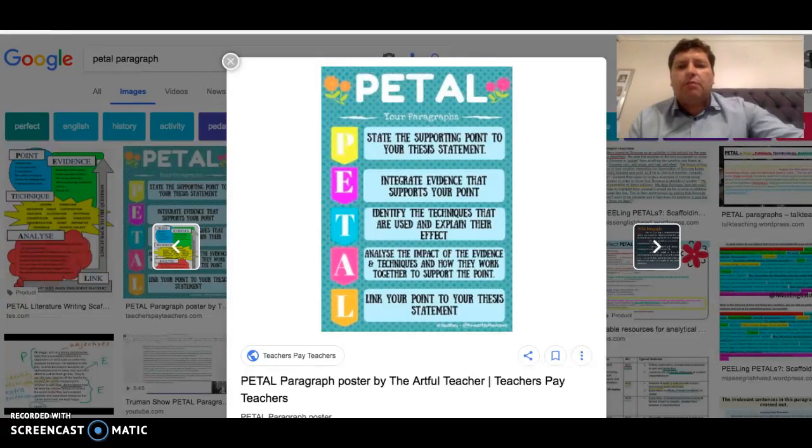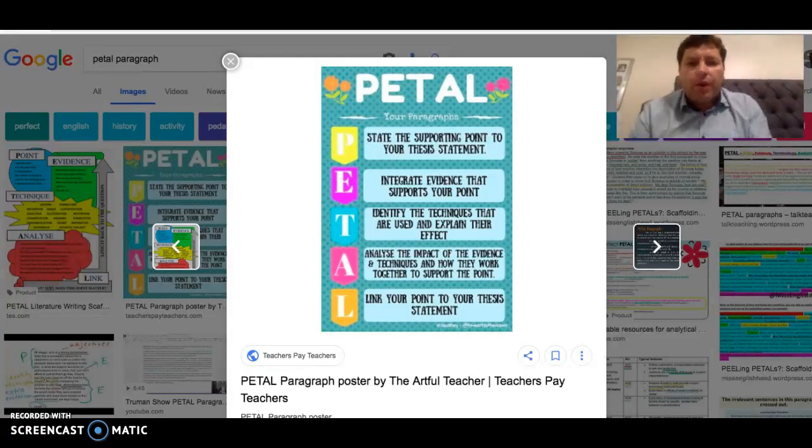Your introduction and your body paragraph are key. And if you look at the petal, you've got what each one stands for: point, evidence, technique, analysis, and link. Keep that in mind at all times.